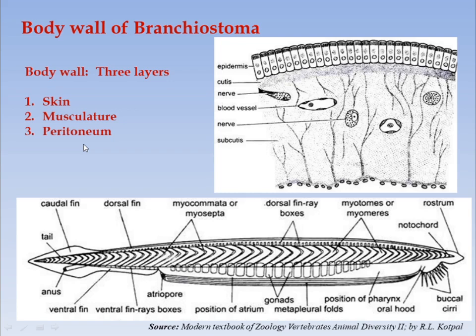So in the case of branchiostoma, the peritoneum is parietal peritoneum. All these muscles which we call myotomes are internally lined by a thin layer of parietal peritoneum. Now why do we call it parietal? As I told you, parietal peritoneum is that peritoneum which lines the abdominal as well as pelvic cavities. And as you can see, these muscles extend from the abdominal part up to the pelvic region. So this peritoneum is called parietal peritoneum.